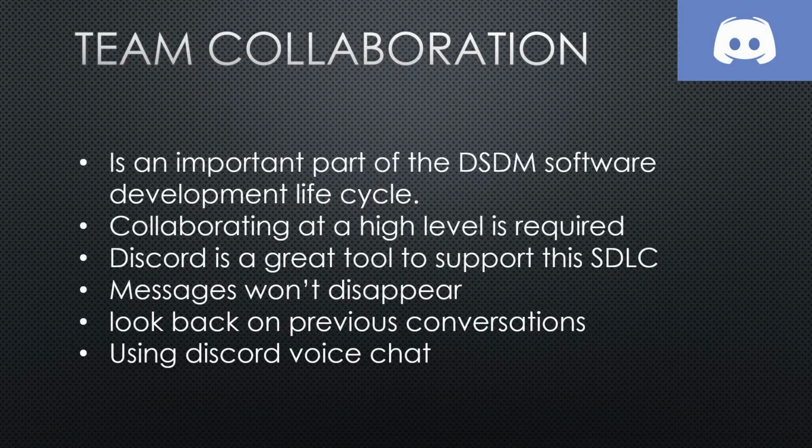Team collaboration is a principle of the DSDM software development lifecycle. When a team is allowed to collaborate at a high level, they can work more efficiently and produce a higher quality of product. Teams also can take on more complex ideas and implement solutions to them much more efficiently. Discord is a great tool to support this SDLC.